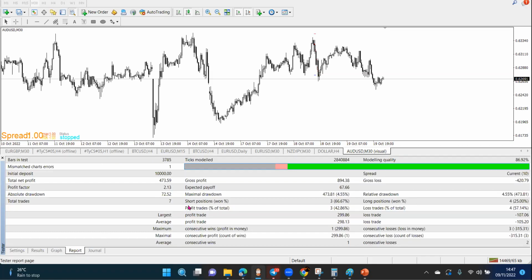You can come to your report and see, right? It had absolute drawdown of $75, maximum drawdown of 473, which amounts to like 4.55, right? Net profit of 4 something. So this EA would have made this amount for you if you trade it using only AUD USD, strictly weekly trades, without you lifting a finger.